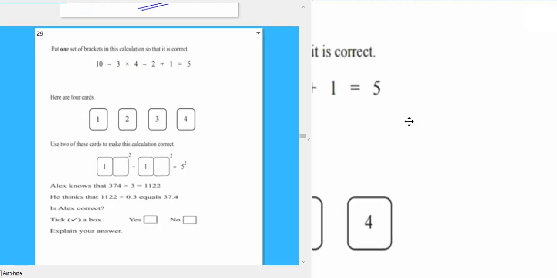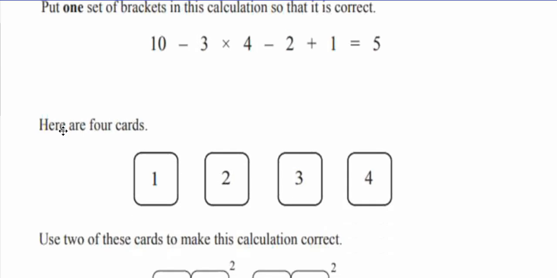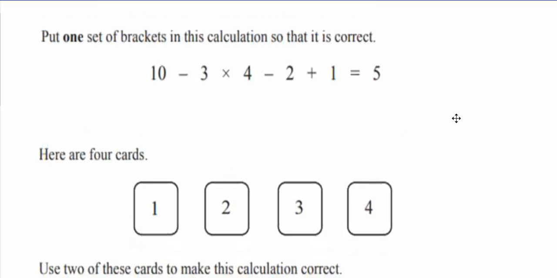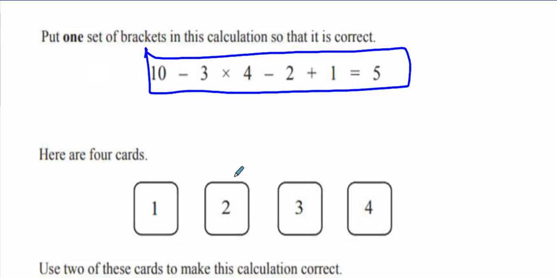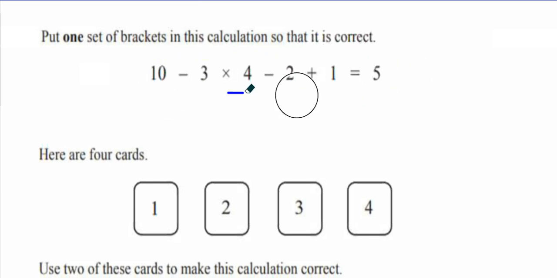Okay. Now you can pause the video and try this question, because I already explained to you how to do this question. Okay. Let me try to explain it to you again.